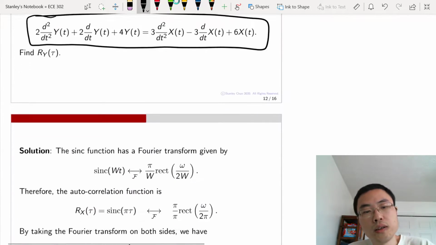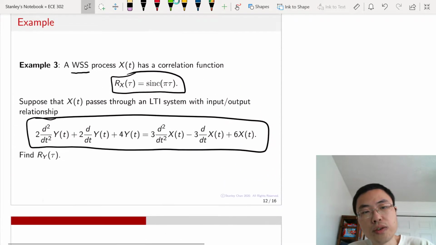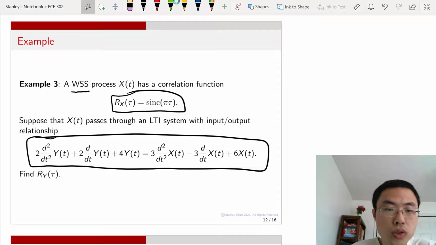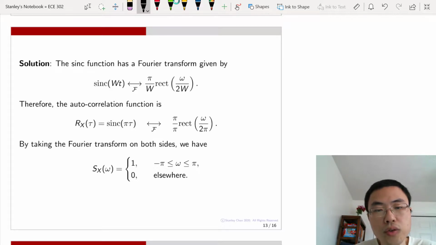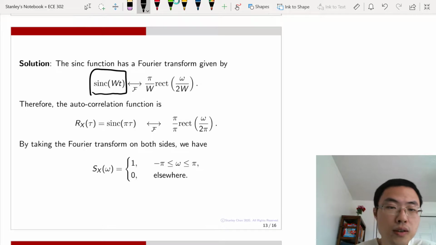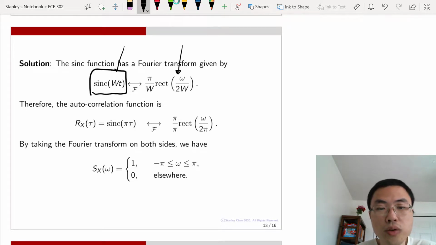Right. Before we do anything about this differential equation, can we do some quick analysis of Rx? It turns out that if you have this Rx being the sinc function, you can take the Fourier transform to determine the power spectral density. We know from the Fourier transform that a sinc function with an argument of Wt is transformed to pi over W times the rectangle function of omega over 2W. This is in the time domain, and this is in the Fourier domain.